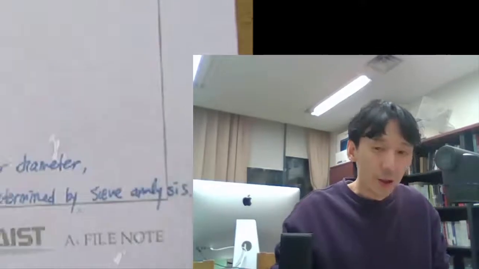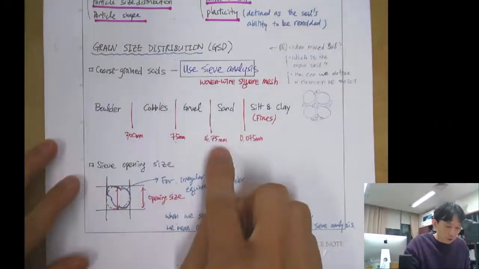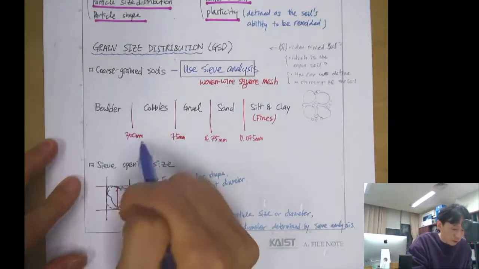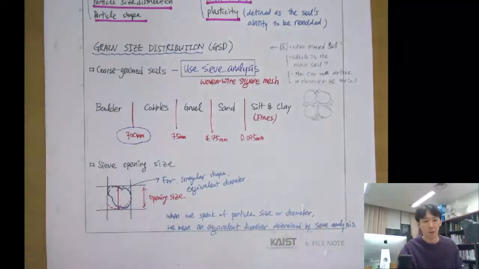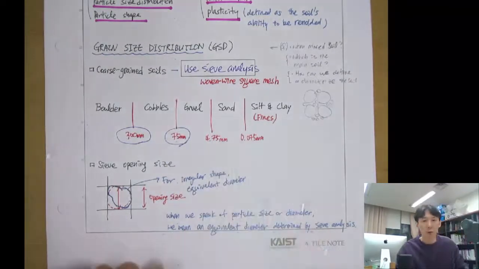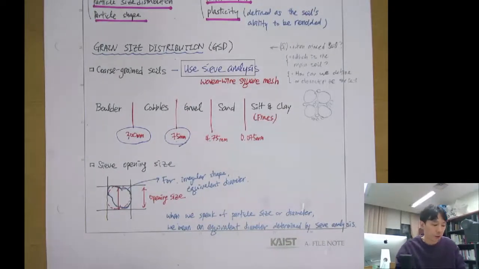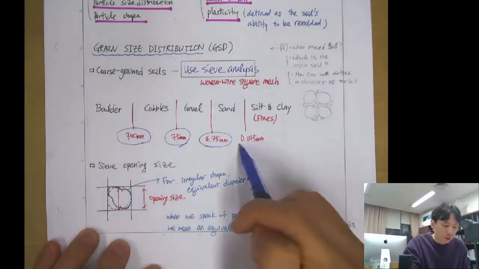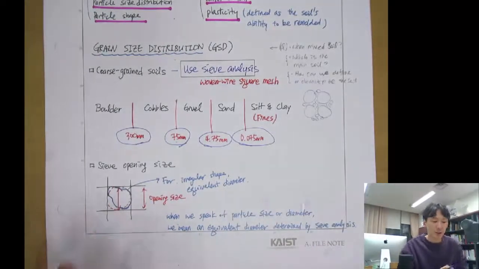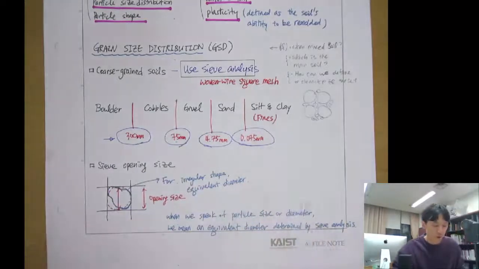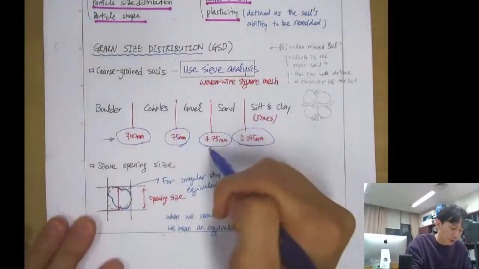So there are several threshold sizes. The border between boulders and cobble is 30 centimeter, so 300 millimeter. Cobble and gravel is 7.5 centimeter, so 75 millimeter. Gravel and sand is 4.75 millimeter, and between the fine grain soil and the sand is 0.075 millimeter, so 75 micrometer. It's important to remember these numbers, especially this one and this one.